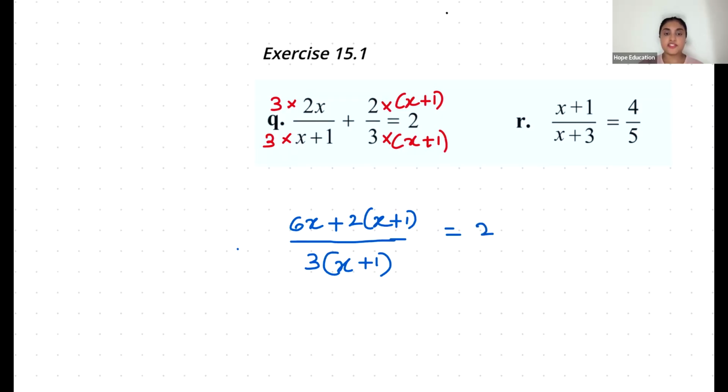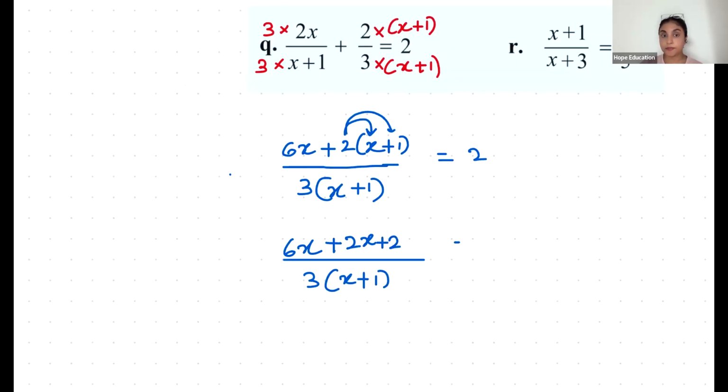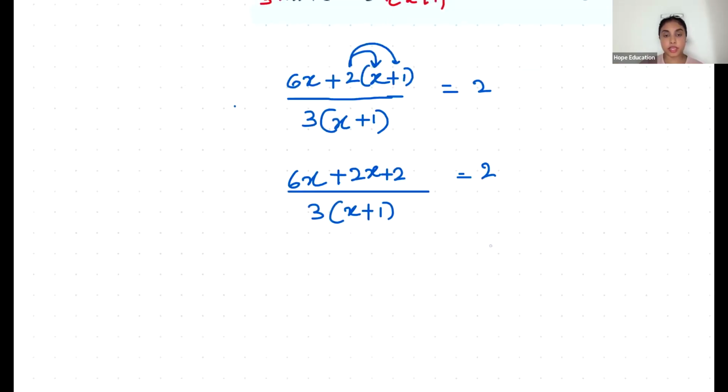Okay. Now we'll simplify this further. Here 3 times x plus 1. Here 6x. Within brackets, so 2 times x is 2x. Plus times plus is plus. 2 times 1 is 2. Plus times plus is plus. Equals 2. Same common denominator 3 times x plus 1. In the numerator, we have 6x plus 2x. 6x plus 2x is 8x.